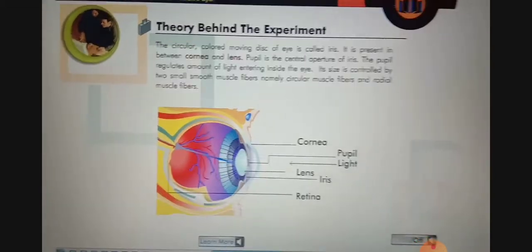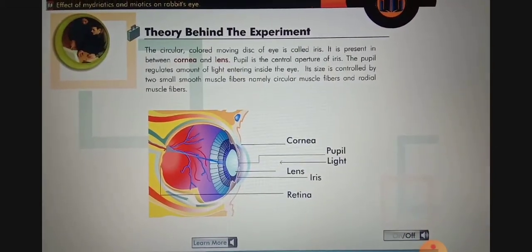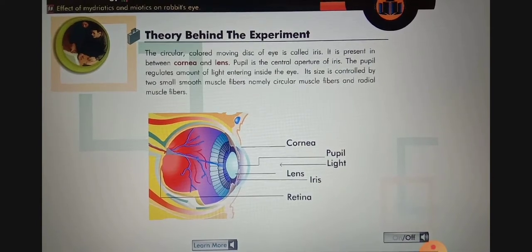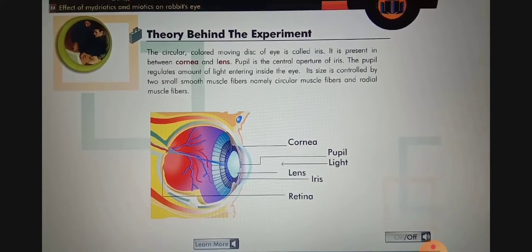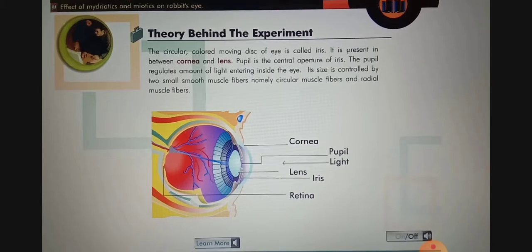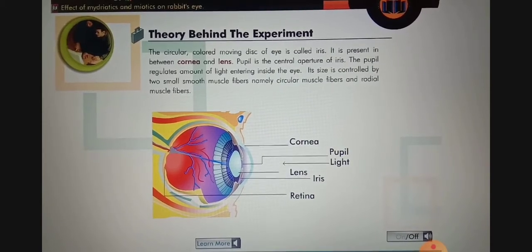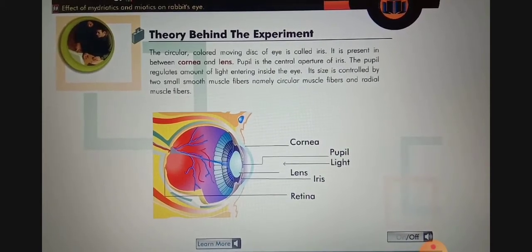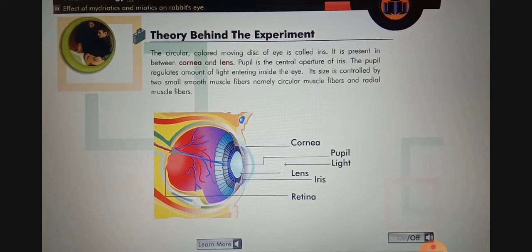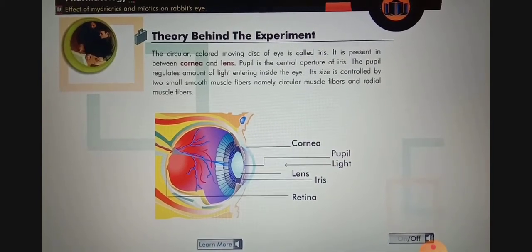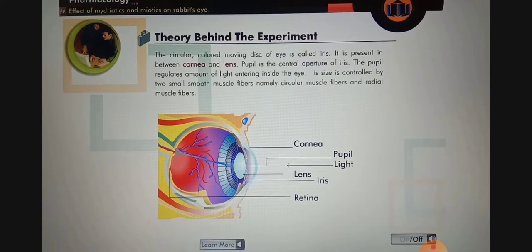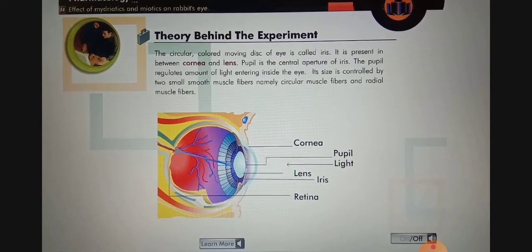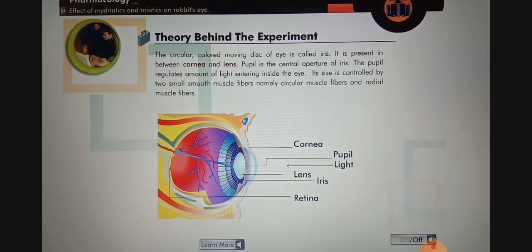The circular colored moving disc of the eye is called the iris. It is present between the cornea and lens. Pupil is the central aperture of the iris. The pupil regulates the amount of light entering inside the eye. Its size is controlled by two small smooth muscle fibers, namely circular muscle fibers and radial muscle fibers.